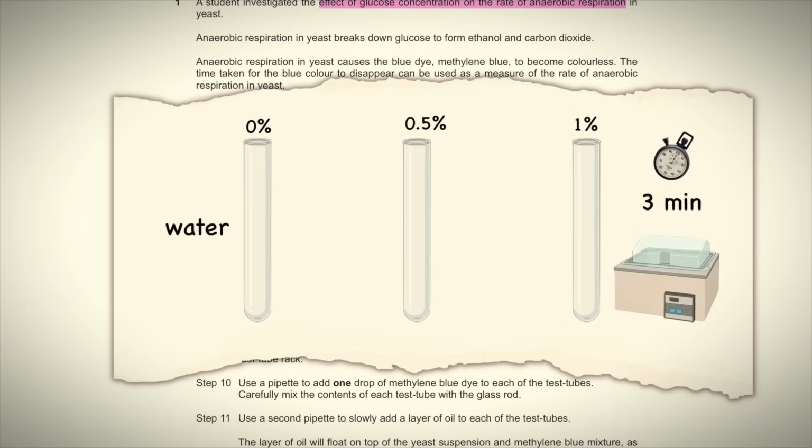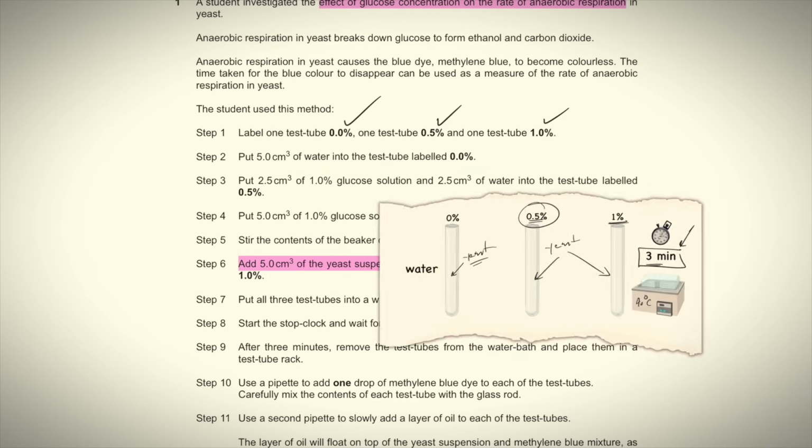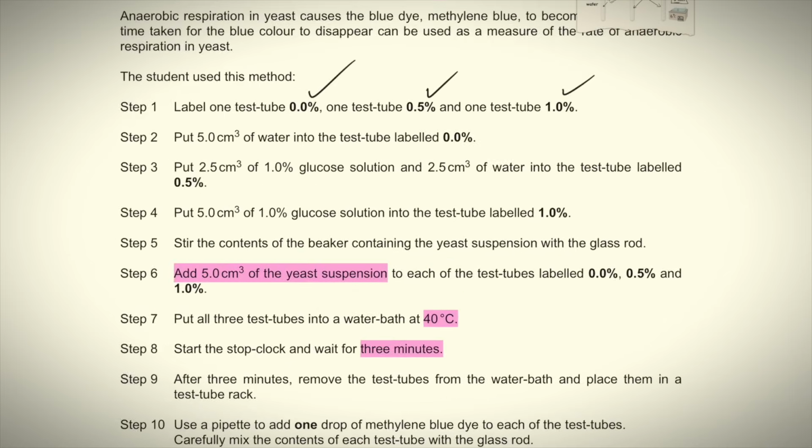So you have one test tube. You just have yeast in water. Here I have some sugar with the yeast, little concentration. And here I have twice as much concentration. And I've done this in a water bath, so we've controlled temperature. They said we control the temperature at 40, and they incubated those test tubes for 3 minutes. Again, all of this is just being given to you inside the text, okay?